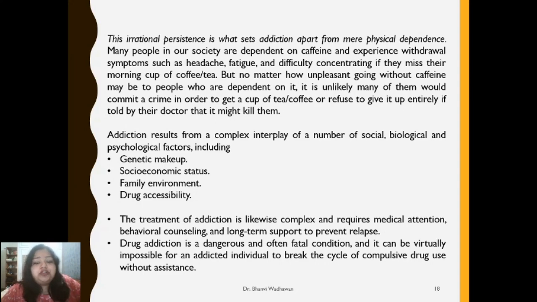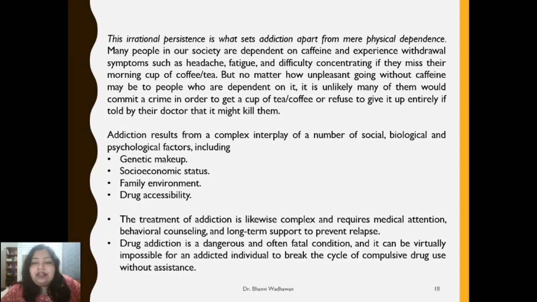The treatment of addiction is likewise complex. Because there are a lot of factors that affect drug addiction, similarly its treatment is also quite complex, because it requires many things like medical attention to get rid of the drug abuse, then behavioral counseling so that you don't go back to abusing the drugs, and long-term support to prevent relapse to taking the drugs.